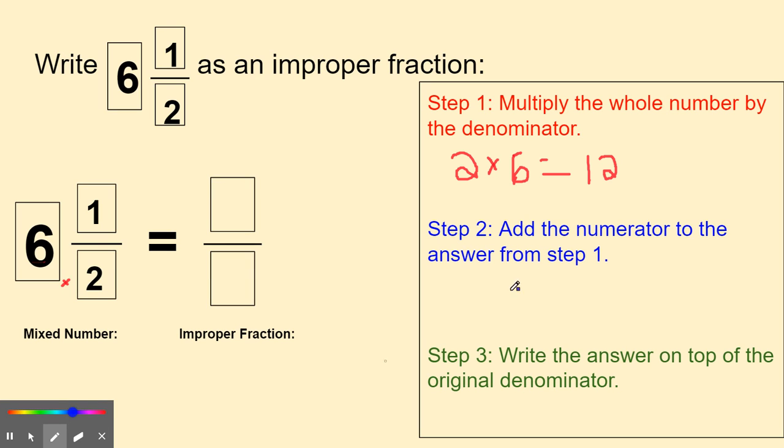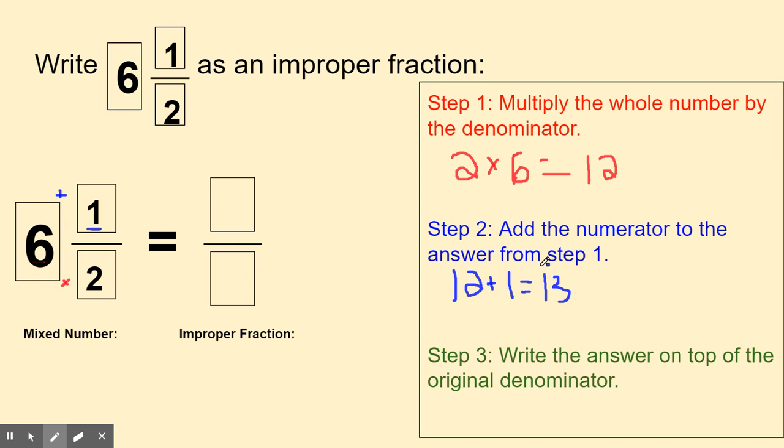Now in step 2, we are adding the numerator to our answer from step 1. Our answer from step 1 was what? Our answer from step 1 was 12. So we're going to add our numerator. And what is our numerator? Our numerator is 1. So we're adding 1 to our answer from step 1. 12 plus 1 equals 13.